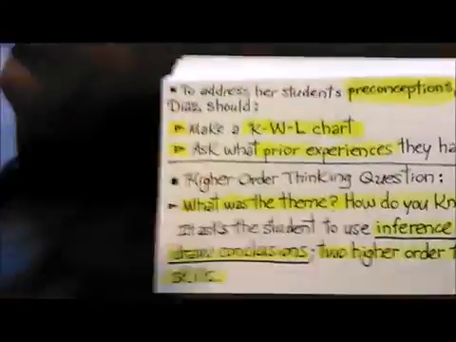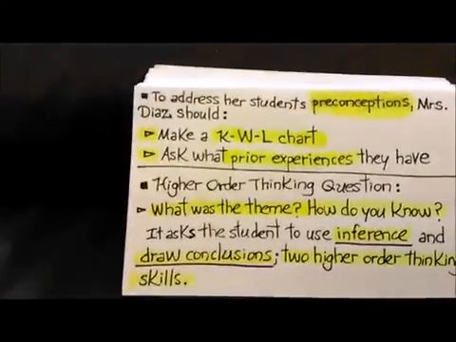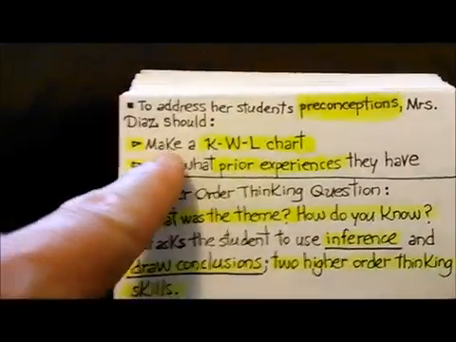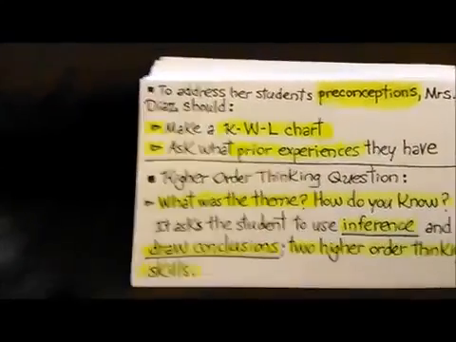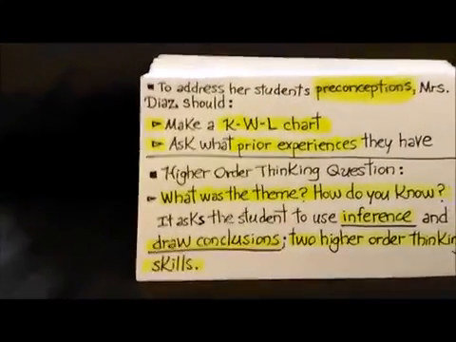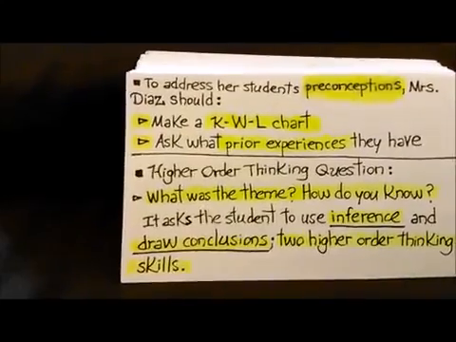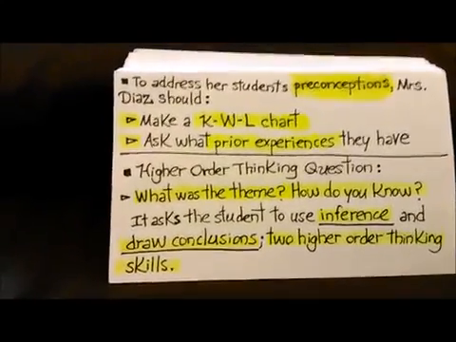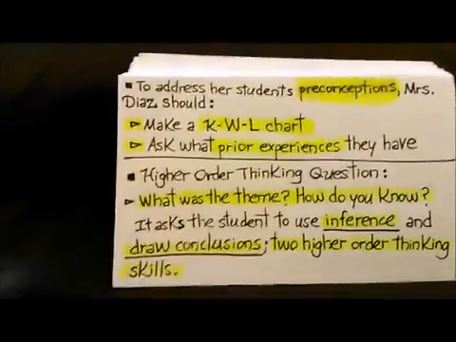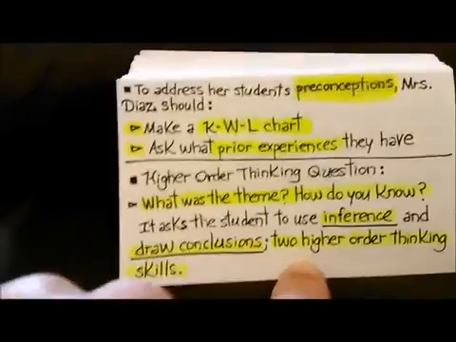Okay, we were here and now we will continue. To address her students' preconceptions, Mrs. Diaz should make a KWL chart and also ask what prior experiences they have. A higher order thinking question: What was the theme? How do you know? It asks the students to use inference and draw conclusions, and those are two higher order thinking skills.